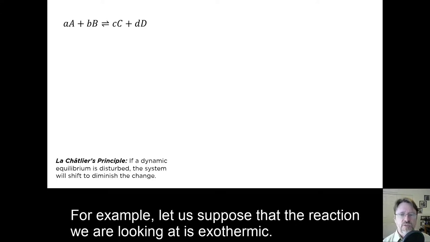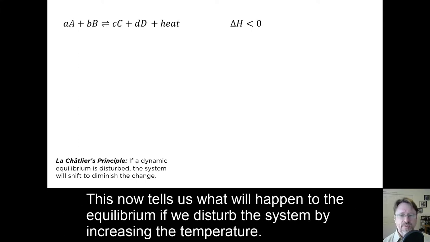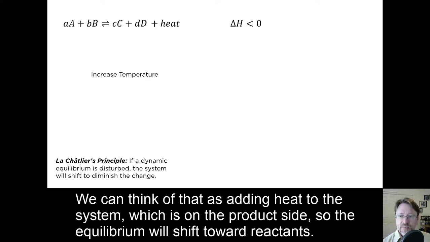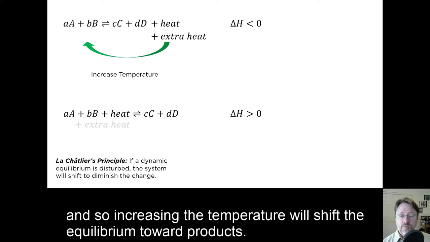This idea behind Le Chatelier's principle applies to even more than just the concentrations of the reactants and the products. For example, let us suppose that the reaction we are looking at is exothermic. An exothermic reaction releases heat, which we can informally represent by adding heat to the product side. This now tells us what will happen to the equilibrium if we disturb the system by increasing the temperature. We can think of that as adding heat to the system, which is on the product side, so the equilibrium will shift towards the reactants. An endothermic reaction can be thought of as having heat on the reactant side, and so increasing the temperature will shift the equilibrium towards products.